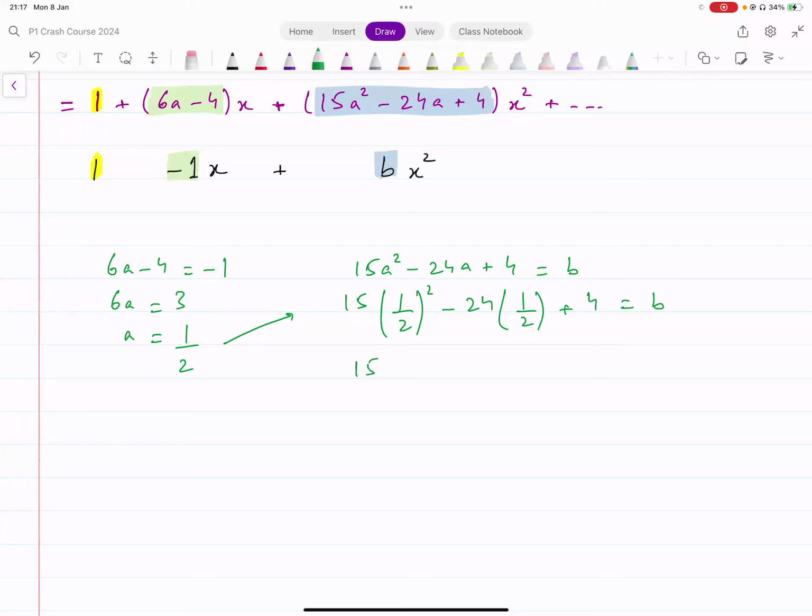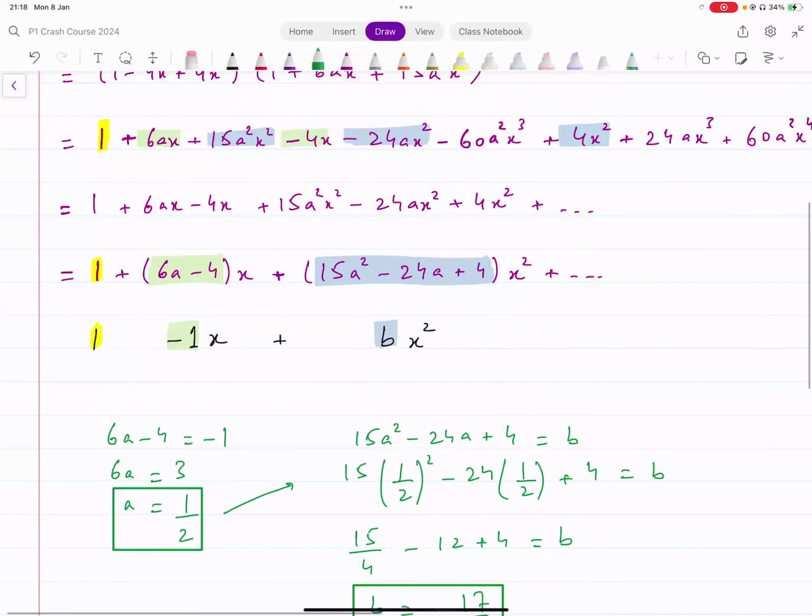And now we can simplify this. We get 15 over 4 minus 12 plus 4 equals b. And you can see what the value of b turns out to be from this. Minus 8 plus 15 divided by 4. That's giving me minus 17 over 4. That's the result that I'm getting from this. Just check for any careless errors in this. Just check the answers as well. Yeah, that should be correct. So a equals 1 over 2 and b equals minus 17 over 4.